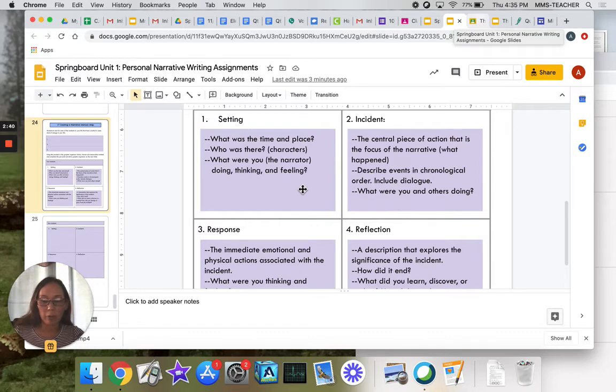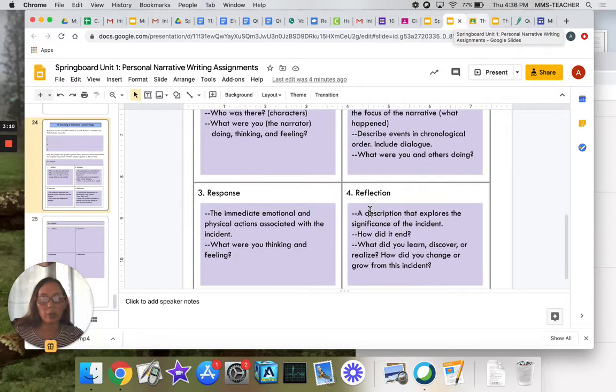Okay, for the first box, setting. So you need to consider these things. What was the time and place? Who was there? We're talking about the characters. And what were you, the narrator, doing, thinking, and feeling? For box number 2, incident, you're going to jot down the central piece of action that is the focus of the narrative. What happened? Describe events in chronological order and include dialogue. And what were you and others doing?